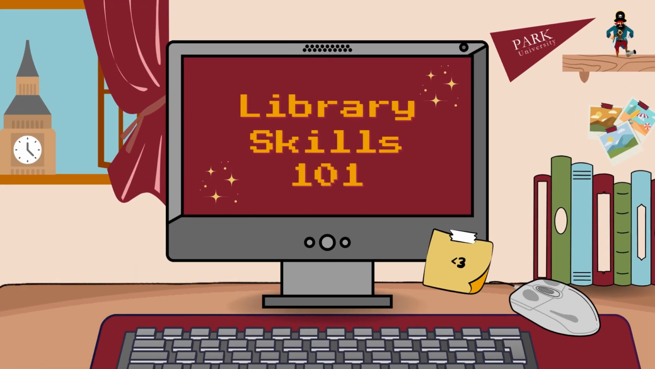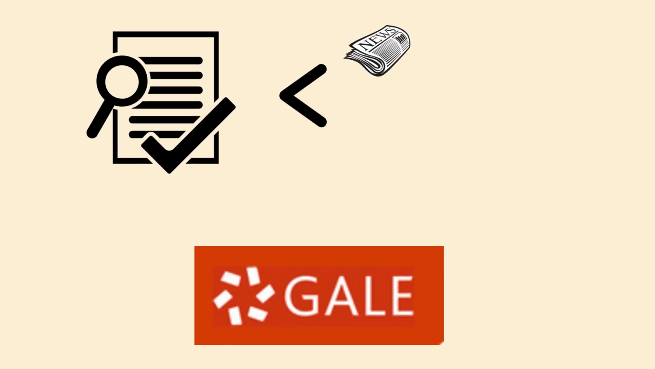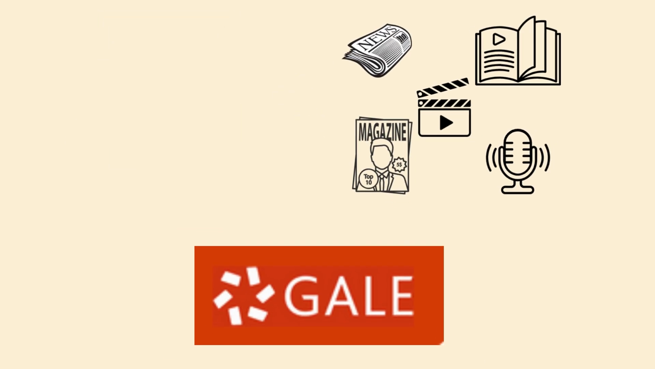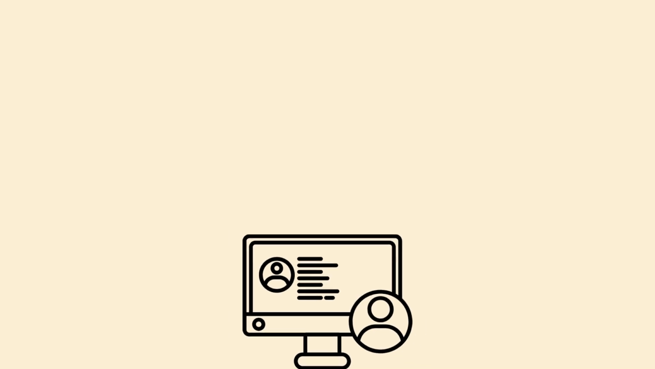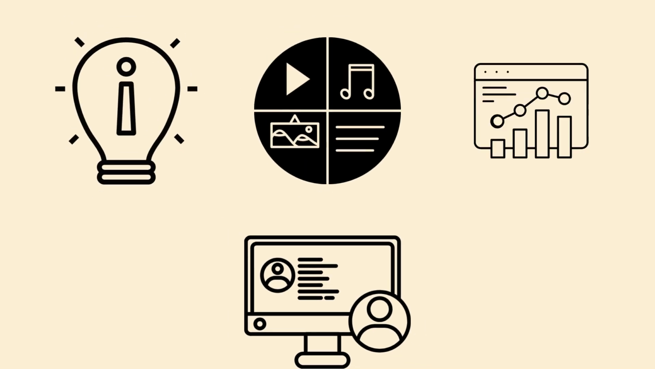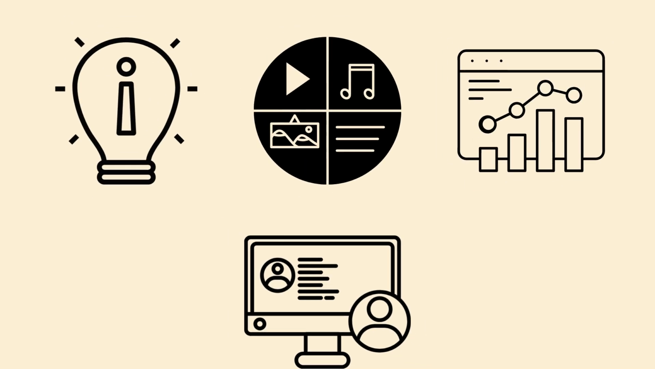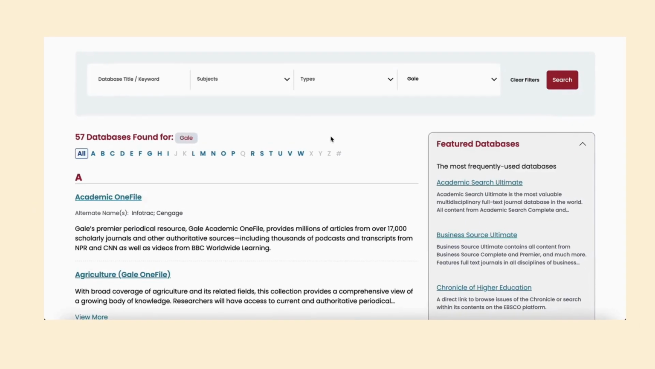In this video, we are going to look at Gale databases. Gale databases have fewer peer-reviewed articles than JSTOR or databases published by EBSCO, but they have so many cool features that they are definitely useful, especially if you need help with things like picking a topic or finding multimedia or non-traditional sources. Today, we are going to look at 3 of our 57 Gale databases.